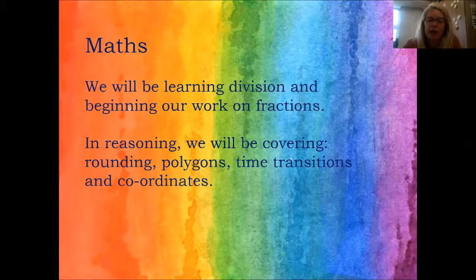In reasoning, we'll be covering rounding, polygons, time transitions and coordinates. So again, I'll try and do a video about rounding as well. Polygons are to do with shapes and looking at irregular shapes and regular shapes and things like that. Time transitions are working out the different amounts of time between 2 specific times. So for example, I took my cake out of the oven at 4:30. It took 1 hour and 15 minutes to bake. What time did I put it in? Things like that. So working out, okay, you've got this time and this time, and what is the amount of time between those? And we'll be looking at coordinates as well.